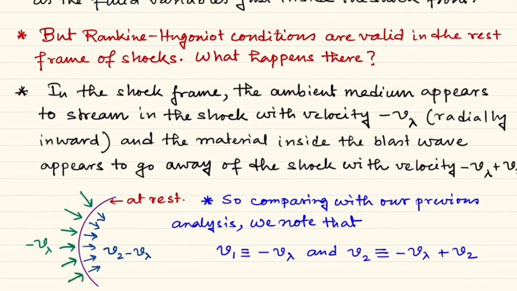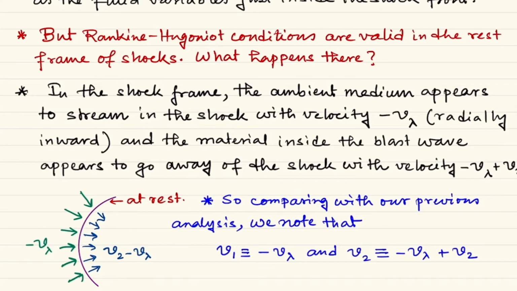So in general, why is it? Because in general, with respect to the center of explosion, the ambient is almost at rest. And that was the story for the ambience. With respect to the shock, the medium, everything which is inside, had some velocity v2 with respect to the center of explosion, and the shock had some velocity v lambda. Now with respect to the shock, the relative velocity of this part will be simply v2 minus v lambda.